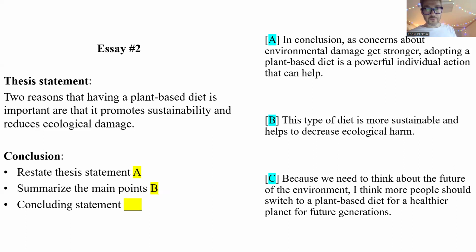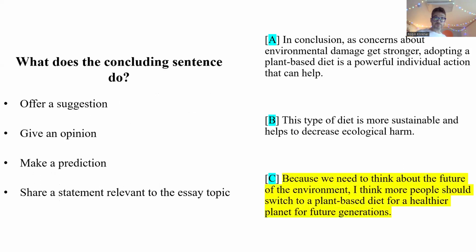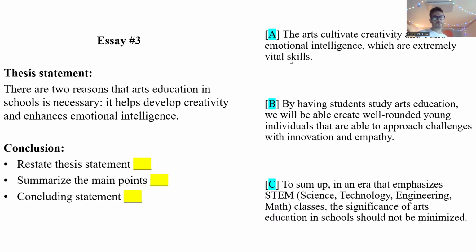Second one, B. Here, this type of diet is more sustainable and helps to decrease ecological harm. Because we need to think about the future of the environment, I think more people should switch to a plant-based diet for a healthier planet for future generations. What is that? I think more people should. Now, it sounds also like an opinion, so don't worry, it's a mix, that's fine. Let's go to the last one.